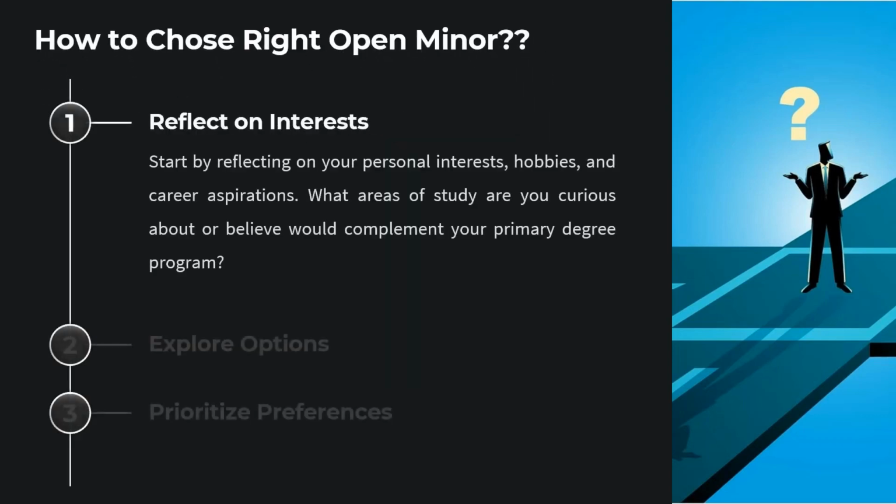For choosing the right open minor, there are 3 important steps. The very first step is to reflect on your interest. Start by reflecting on your personal interests, hobbies, and career aspirations. What areas of study are you curious about or believe would complement your primary degree program?